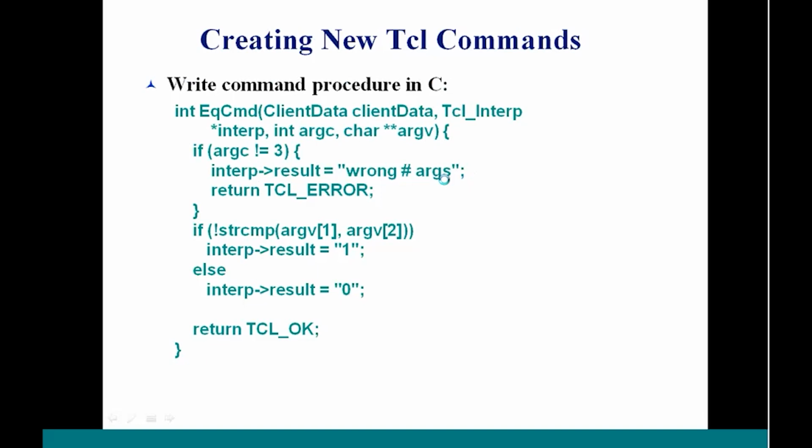So here is one way to create new commands. We call this EqCmd, as an integer, and here we specify clientData, Tcl_Interp interp, and some argc and char argv. So if the argc is not equal to 3, then we just set the result as "wrong number of arguments" and then return TCL_ERROR.